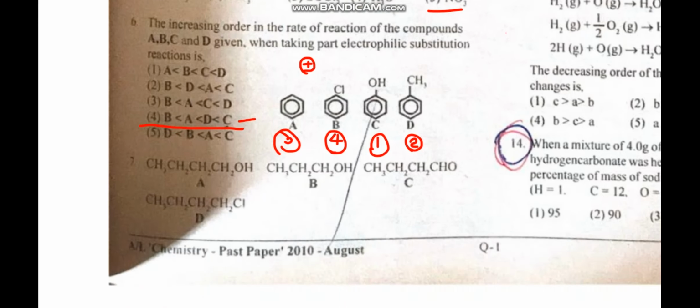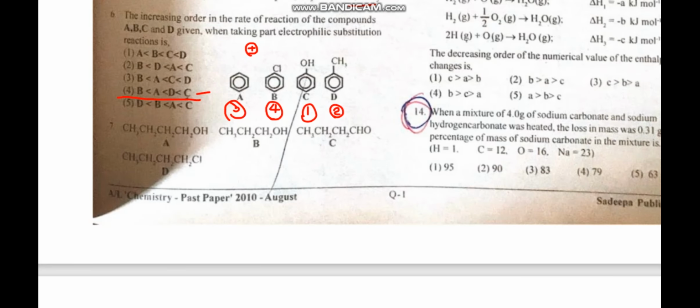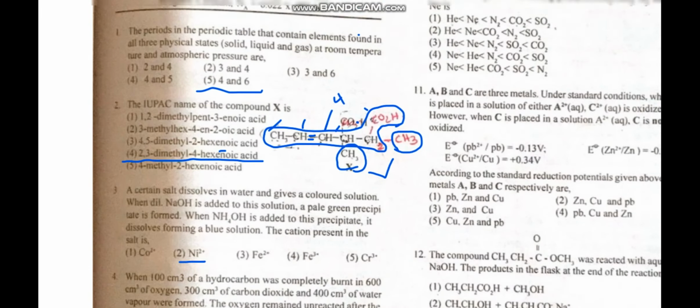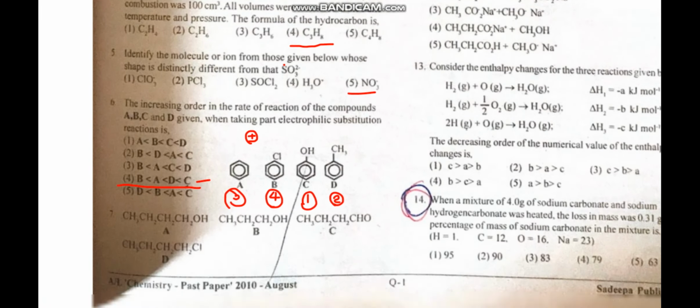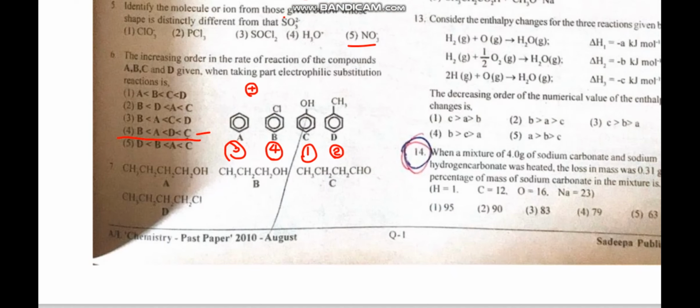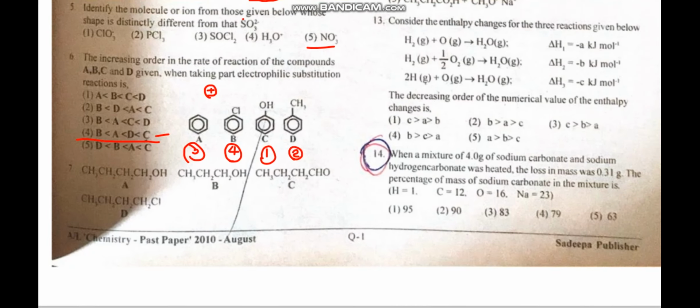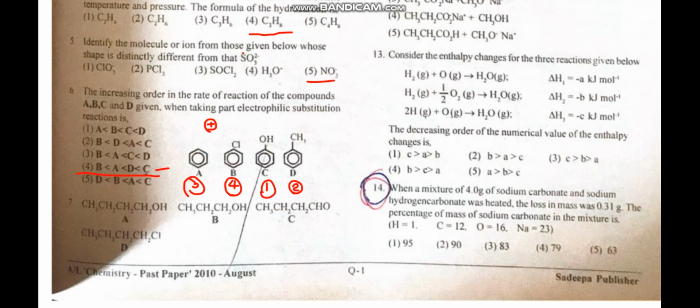Now I am going to the seventh one. In the seventh one, they have given a few compounds. Let's see what question they are asking. The increasing order of the solubility of the above compounds in water. Now, if you take polar compounds, they will dissolve well in water. Also, those forming hydrogen bonds with water will have greater solubility in water.